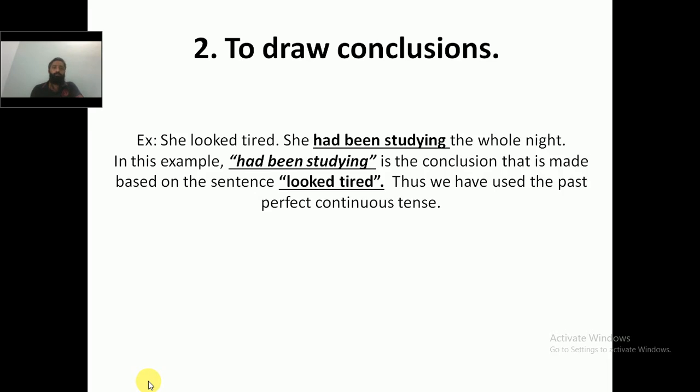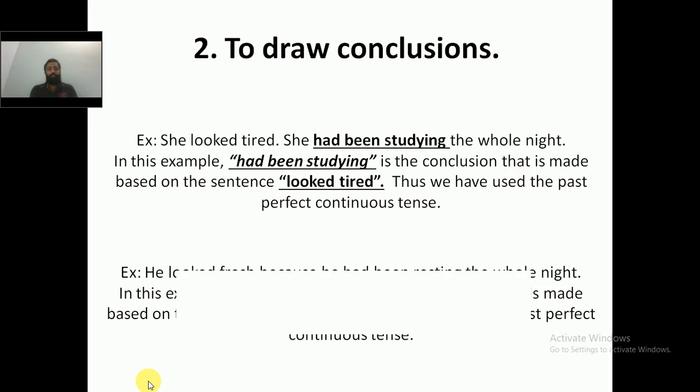Take the example that is given here. She looked tired. She had been studying the whole night. She looked tired. That is the statement. Now what conclusion do you arrive at? The conclusion that is arrived at is that she had been studying the whole night. To denote that particular conclusion, we have used the past perfect continuous tense. In this particular example, had been studying is a conclusion that is made based on the sentence she looked tired. So we have used past perfect continuous tense.